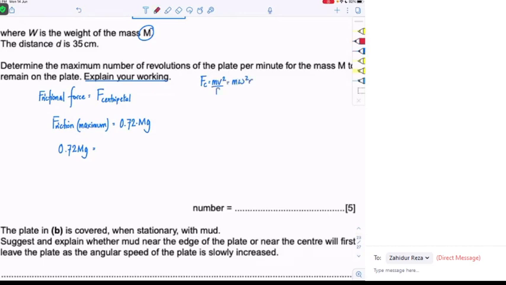The thing is, which one do we go for? So we'll go for this one this time around. I'll tell you my reasoning behind it. We are trying to find out revolutions per minute. So it's to do with time period, right?